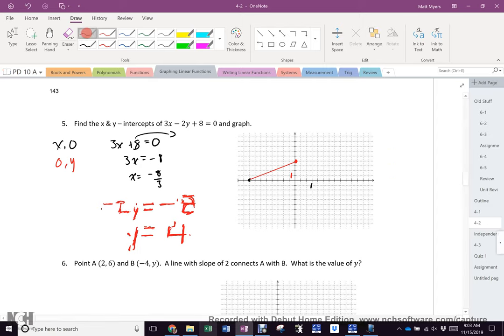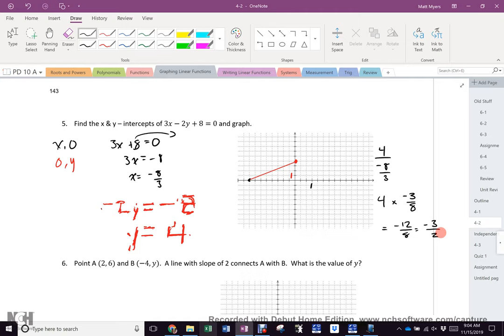The slope is really 4 over, how far did we go here? Negative 8/3, which is 4 times negative 3/8, because I reciprocate the fraction and multiply, to get negative 12/8, which is negative 3/2. Does everybody understand? If you change the scale, or if the scale is already changed, can you just count? No. No, you must actually do the value of the rise divided by the value of the run.